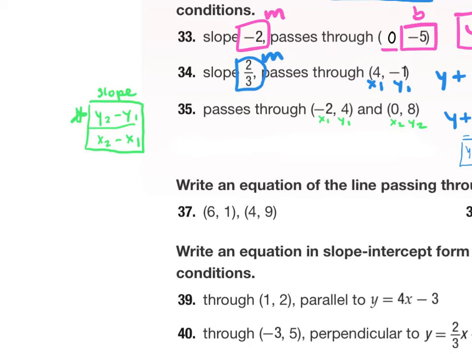So now we plug it into our formula. So y2 is 8 minus y1, which is 4. So 8 minus 4 on top. And then x2 is 0 minus negative 2 on the bottom. So on top, what's 8 minus 4? 4. On the bottom, what's 0 minus negative 2?